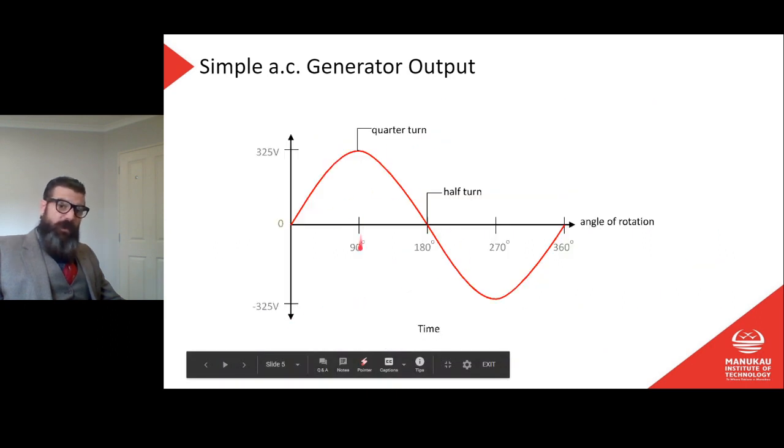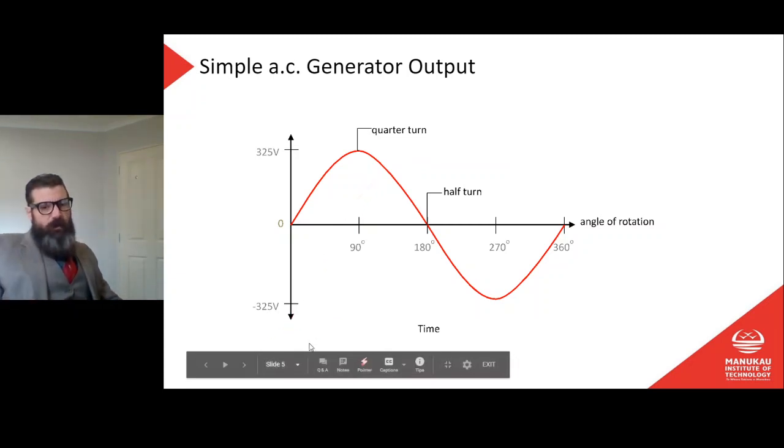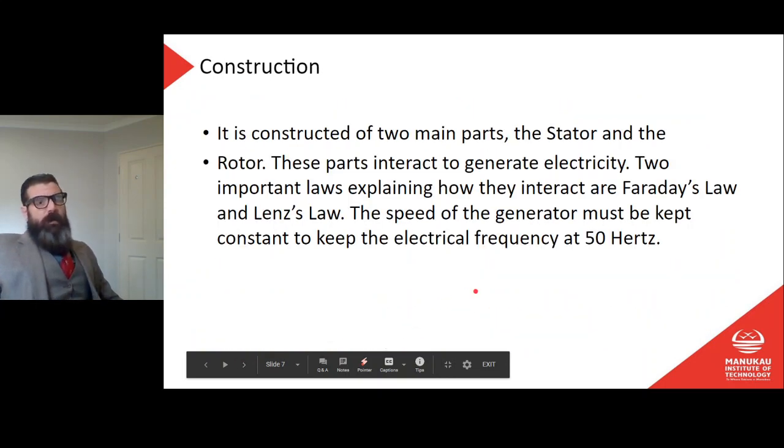So 90 degrees is 1/4 of a turn, right? If I turn my hand 90 degrees, that's 1/4, 180, and so on, and go all the way around. So 90, 180, 270 is here, 360, all this we've done before, right? So I won't read all of those. You can pause the video and read them yourself if you want, but essentially it's the same as what I've just described.